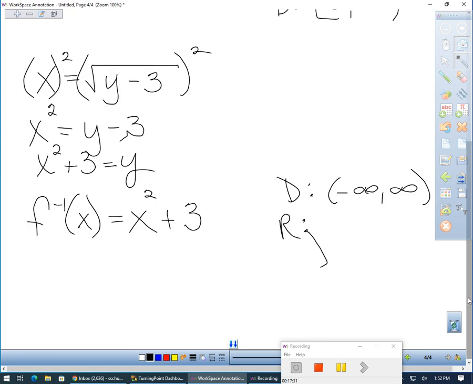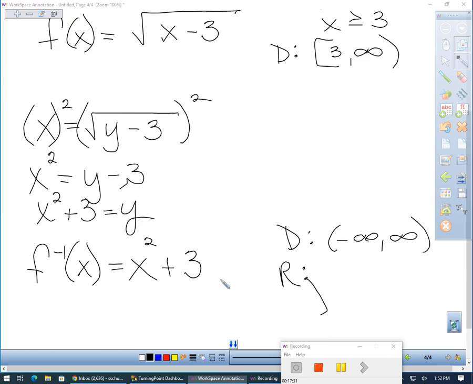I don't want to go that far. The range. If I were to graph this, let's talk about it that way. The range would start at 3, and it's a parabola that does this, right? So our range always started from the bottom and went up. So our range would start at 3 and go to infinity.